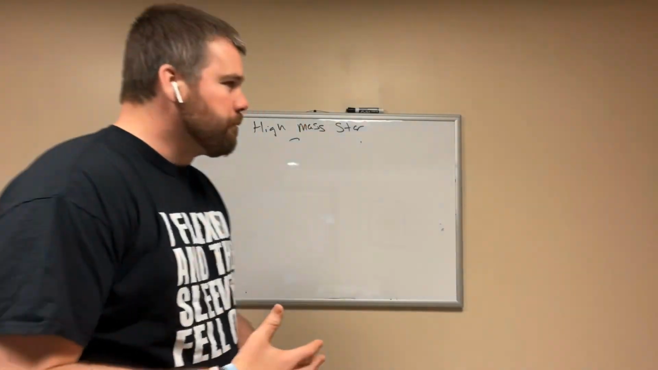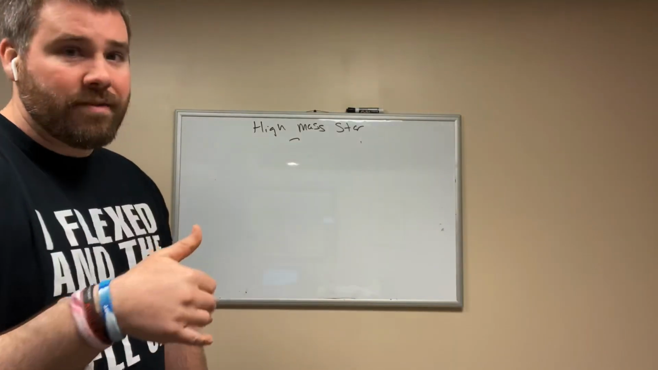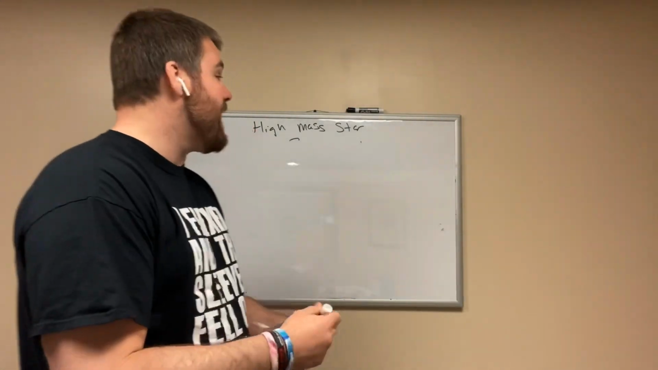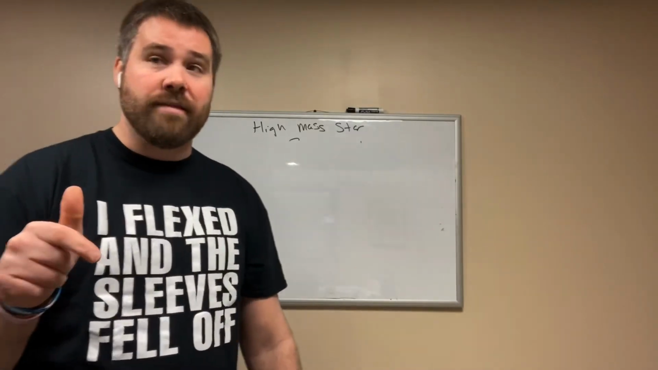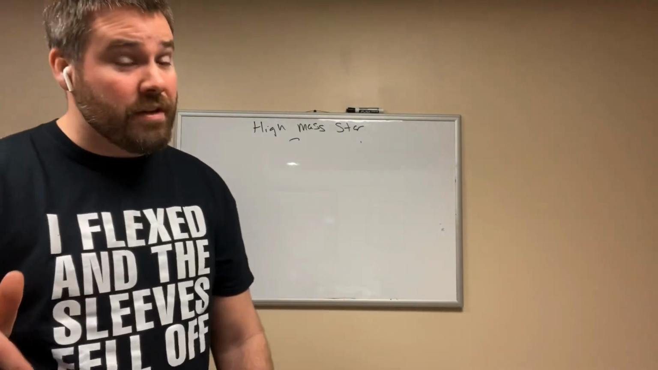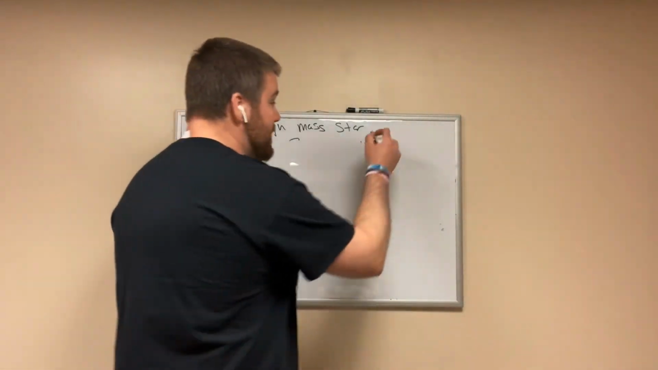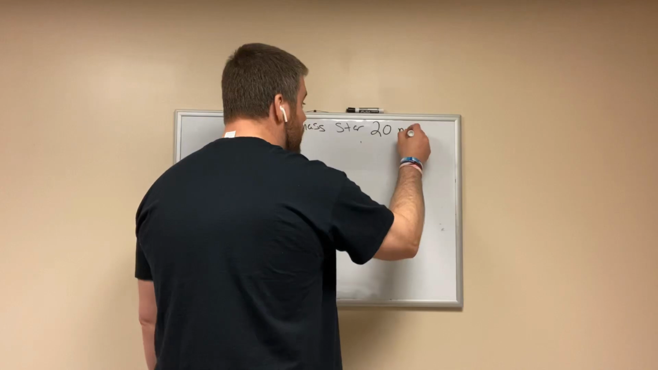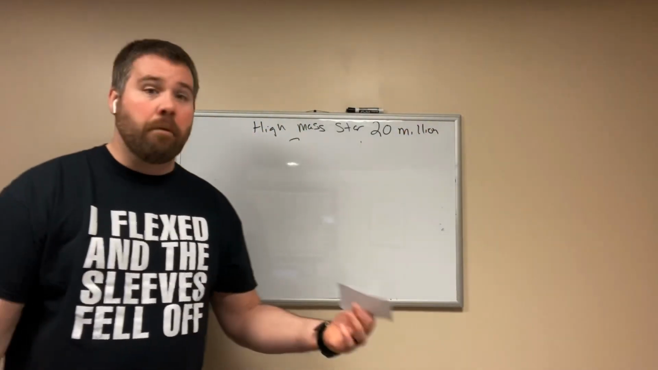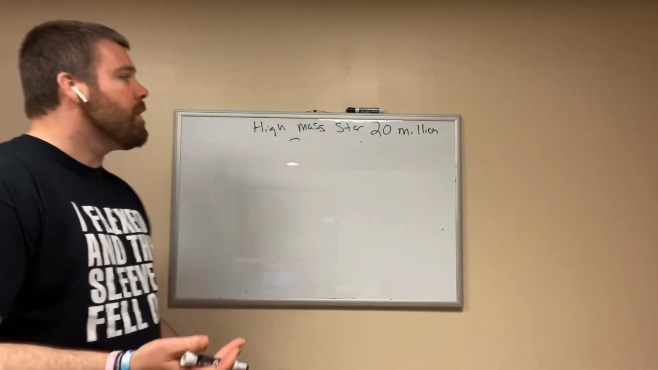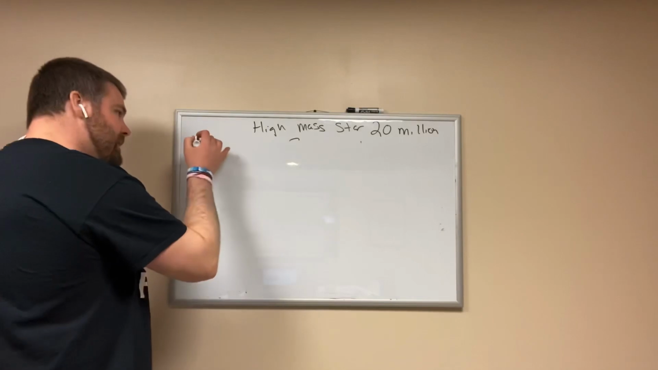So think about this. A high mass star is much different than a low mass star. First off, unlike the low mass star that spends 80 to 100 billion years in the main sequence, a high mass star only spends about 20 million years. 20 million years sounds like nothing, but that is 20 million years in the main sequence. It starts as a main sequence star.